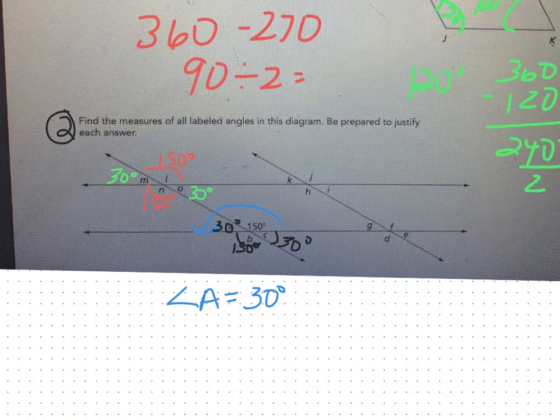So if I quickly fill it in, angle K would be 30, I would be 30, J would be 150, H would be 150, I add my degrees symbol, and then that would be the same over here. 150 would be vertical to 150, 30 would be vertical to 30.